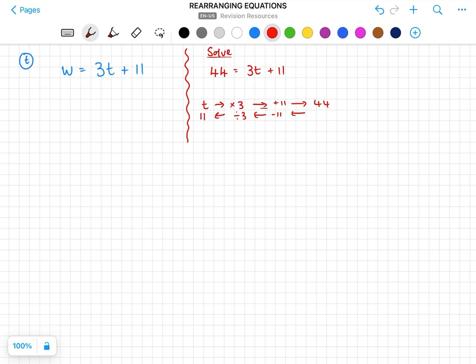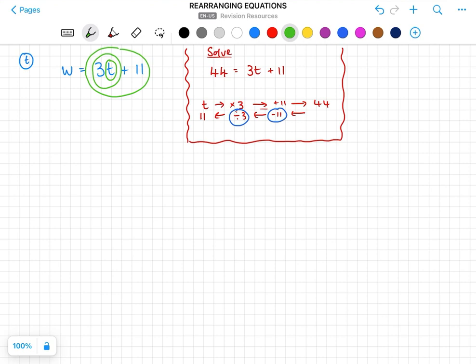Now the reason I link this to solving is because the process of rearranging involves these steps, being able to work backwards. So consider what's happened to your t. The t is being multiplied by 3 and then you are adding 11. So it's a bit like pass the parcel. You want to try and get rid of these outer layers to be able to get to the t. So to get rid of the positive 11, we subtract 11.